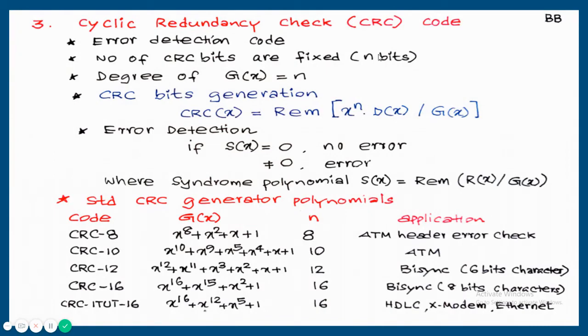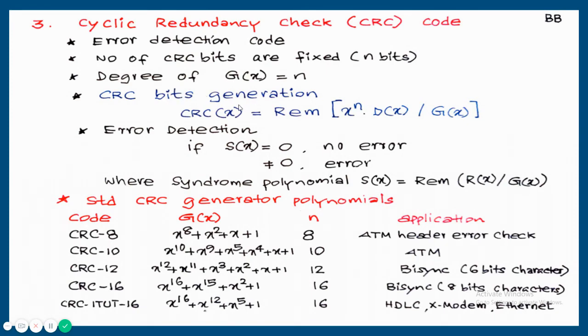That is not the case of cyclic code. In cyclic code, n and k should be fixed first. Based on that only we are able to design the system. Here, only the number of parity bits are fixed. And if the number of parity bits are n, then the degree of the generator polynomial is always n.